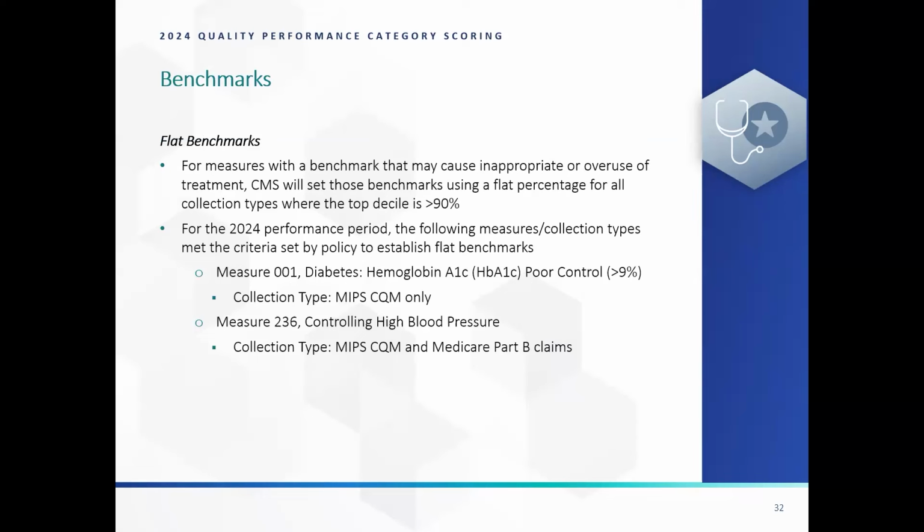So measure 001, diabetes hemoglobin A1c poor control, and that's the MIPS CQM collection type that is only applicable. The other measure is measure 236, controlling high blood pressure, and the collection types that are applicable are the MIPS CQM and the Medicare Part B claims. Next slide, please.